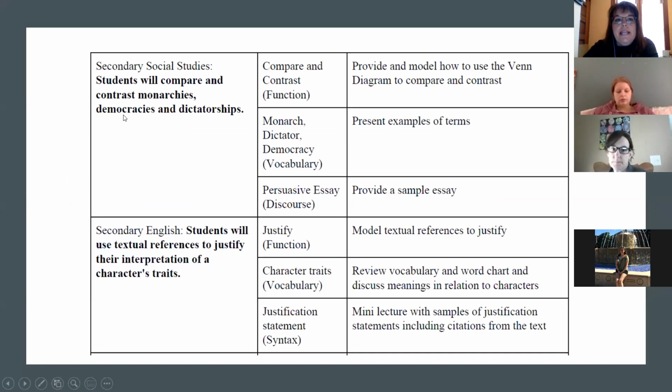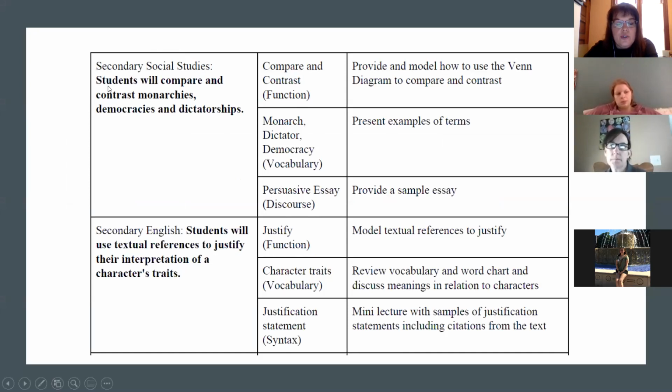So this kind of breaks it down into, okay, here's my learning objective. All right, what's my language function? What's my vocabulary? And what's my discourse, right? So this helps you just say, okay, what do real teachers do? Don't tell me all this vocabulary about language demands and discourse.